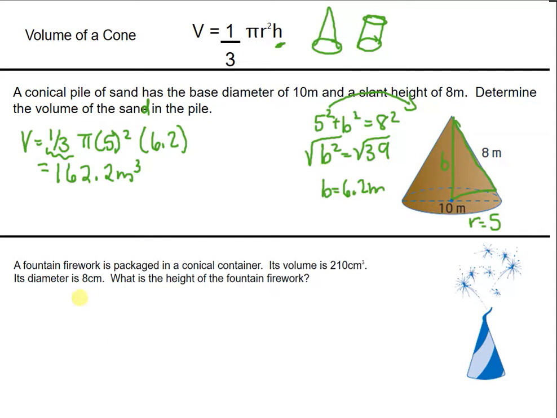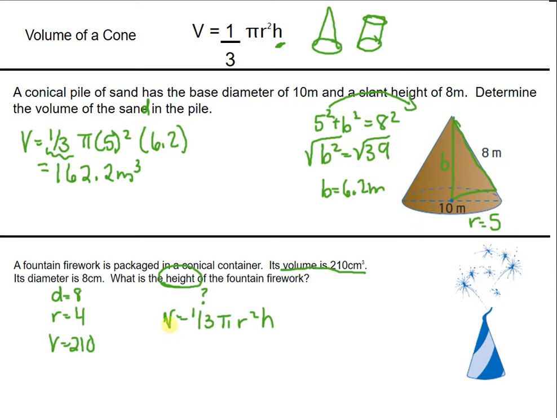Okay. And the second example, a fountain firework is packaged in a conical container. Its volume, so it gives us the volume this time, is 210 centimeters cubed, and its diameter is 8 centimeters. What is the height? Asking for the height of the fountain firework. So, diameter is 8, radius is 4, and we have volume is 210. Okay, so this question gives us all the information that we need.